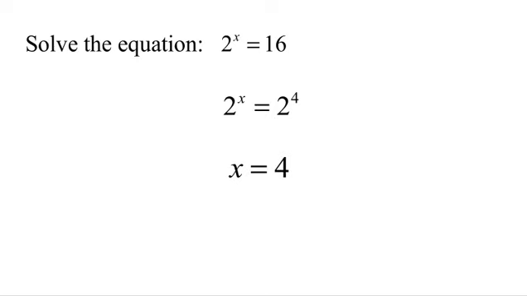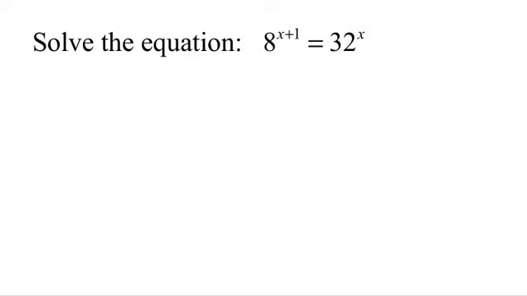Next question is a little harder. We have 8 to the x plus 1 equals 32 to the x. Now 8 to the first is 8, 8 to the second is 64. So I can't work with a base of 8, but I can work with a base of 2. 8 is 2 times 2 times 2. 32 is 8 times 4, or 2, 2, 2, 2, 2. So 8 is 2 to the 3rd, 32 is 2 to the 5th.